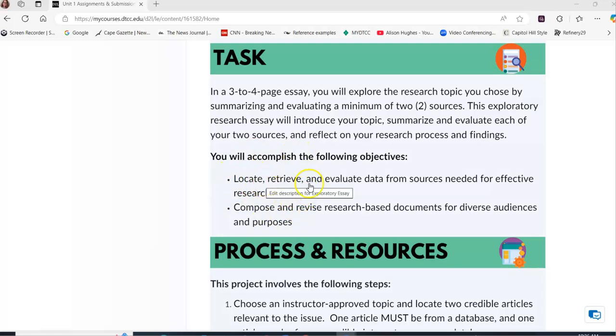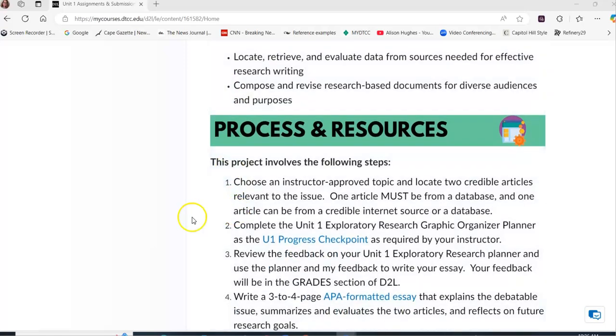You're going to locate, retrieve, and evaluate data from sources needed for effective research writing, and compose and revise research-based documents for a diverse audience and purposes. So your process: you first have to have your topic approved by me, and then locate your credible sources for this issue, keeping in mind one article must be from a database, and the other one can be from a credible internet source or from a database.